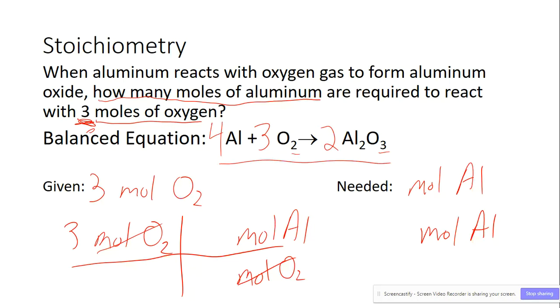So the number associated with the oxygen is a 3. So we'll put a 3 there, and the number associated with aluminum is a 4. So we'll put a 4 there. And 4 times 3 is 12, divided by 3 is back to 4, so that will give you 4 moles of aluminum. You could also just look there and see that, yeah, if I have 3 moles of oxygen, I need 4 moles of aluminum. All right, that's easy for that one.